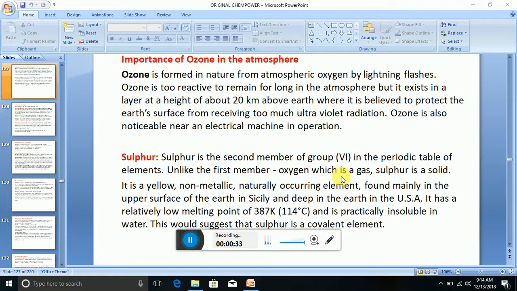in Sicily, and deep in the earth in the USA. It has a relatively low melting point of 387 Kelvin or 114 degrees Celsius and is practically insoluble in water. This would suggest that sulfur is a covalent element.